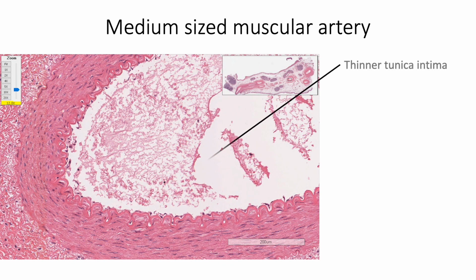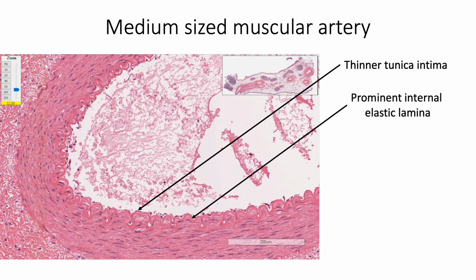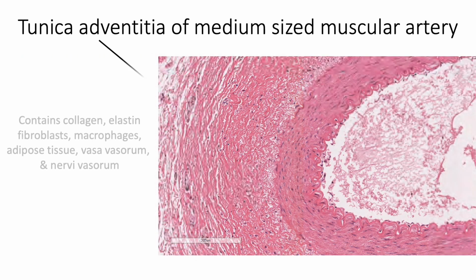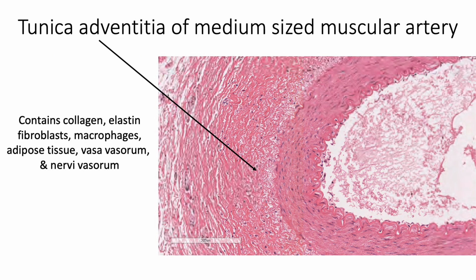It has thinner tunica intima compared to the large artery, and a very prominent internal elastic lamina, which is its characteristic feature. Media contains smooth muscle fibers, collagen, elastin, and ground substance. Again, it has no fibroblasts and a recognizable external elastic lamina. Tunica adventitia contains collagen, elastin, fibroblasts, macrophages, occasional adipose tissue, vasa vasorum and nervi vasorum. This tunica adventitia blends with the surrounding connective tissue.